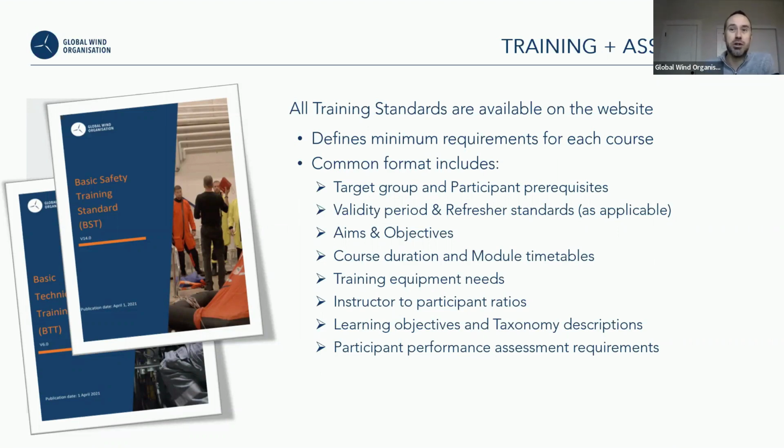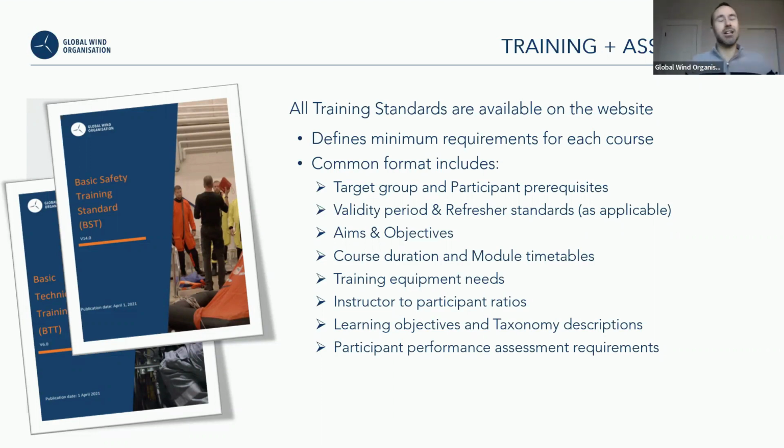What are your ratios of instructor to participant? Those are different from a classroom setting to a hands-on setting. And then the real meat of it is the learning objectives. What are you actually teaching? And then how is the taxonomy built so that when you're reading a learning objective, you understand how that needs to be delivered to the participant. And then performance assessments. That's not just testing requirements. Depending upon the course, there may be observations and assessments of their actual hands-on performance in addition to testing. And every one of these standards is essentially set up the same.